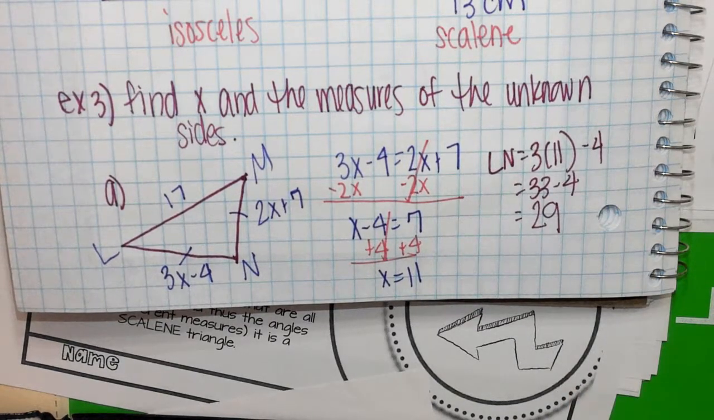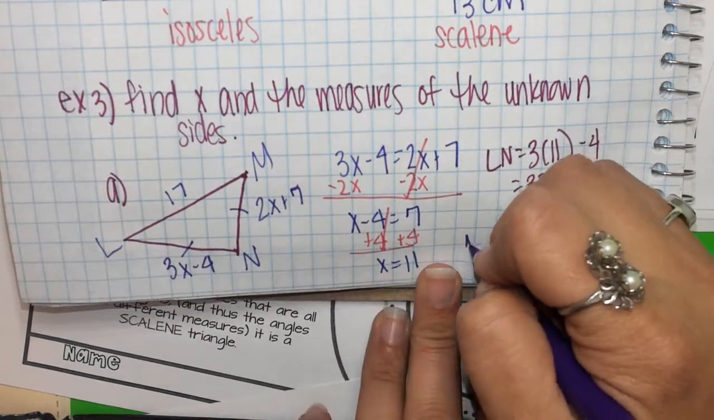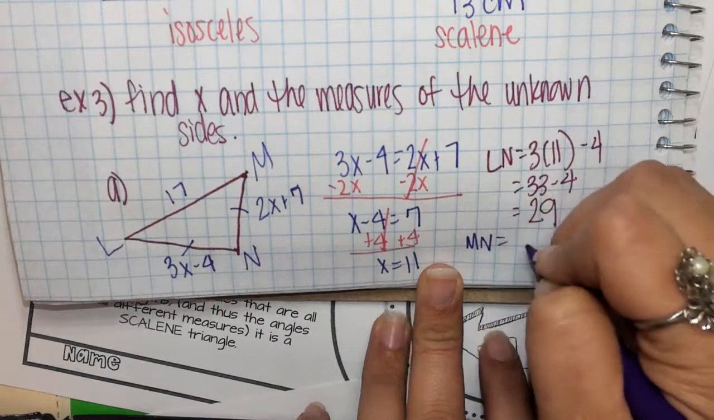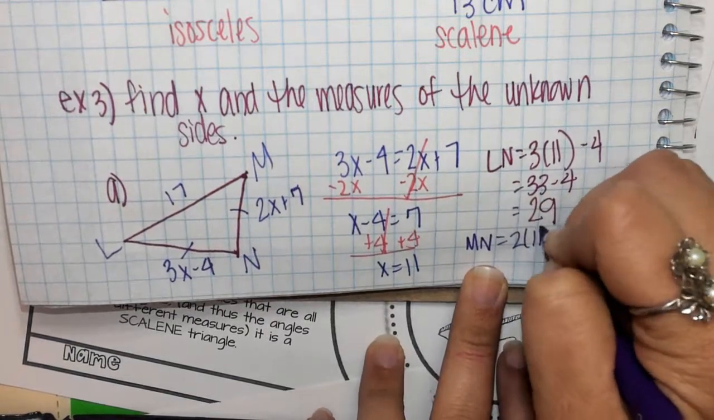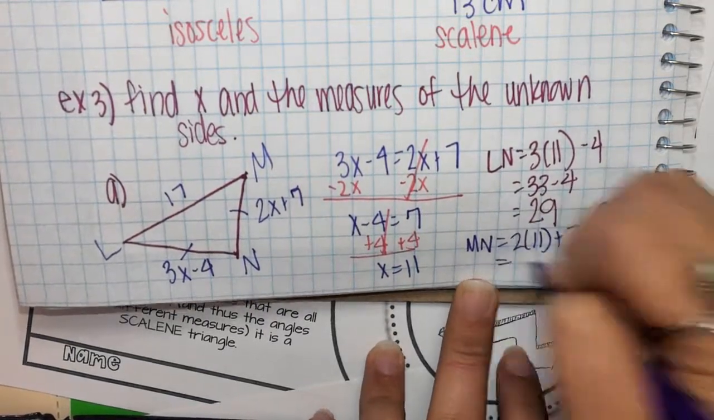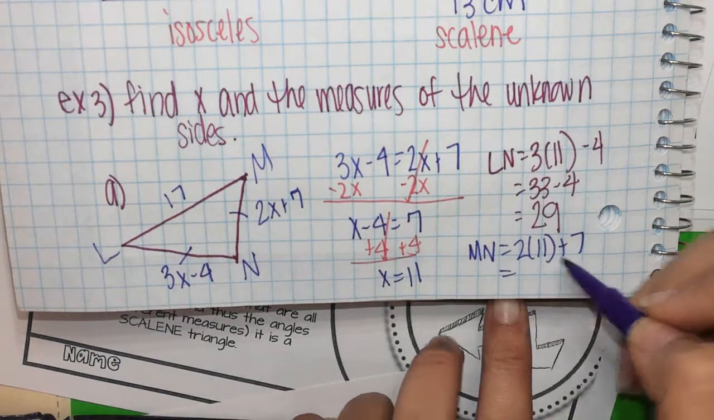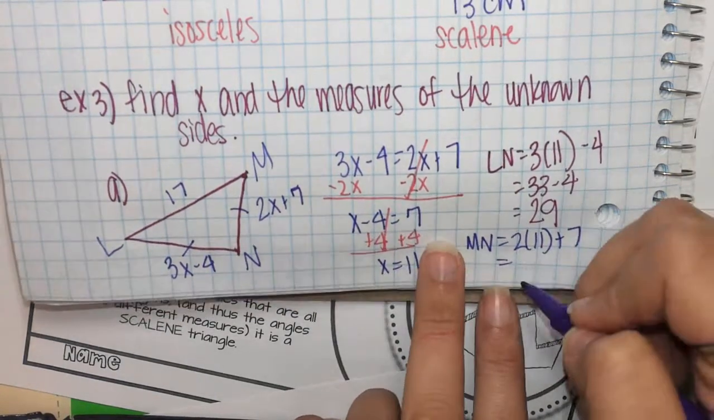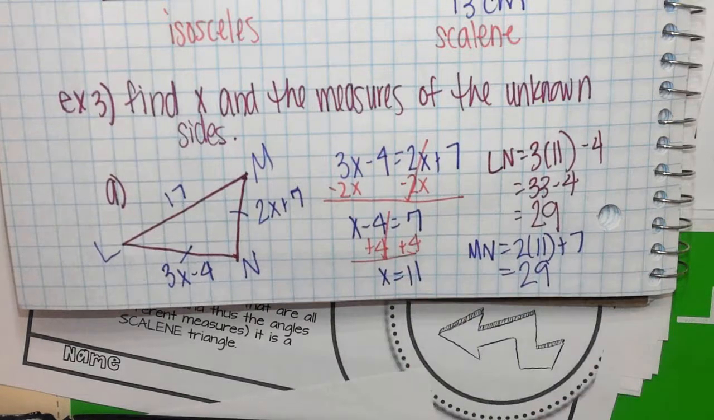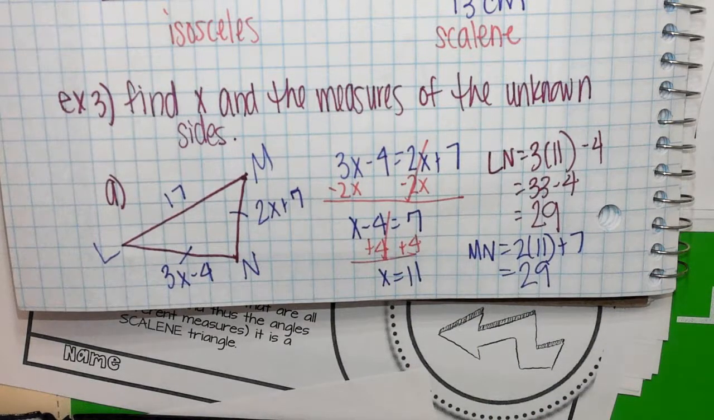Do we need to plug it into the other side to make sure we did it right? I think we should. Alright, so for MN, we would say 2 times 11 plus 7. What's 2 times 11? 22. And what's 22 plus 7? 29. Did we do it right? If they're the same, then we did it right. Are we ready to go to the next one?